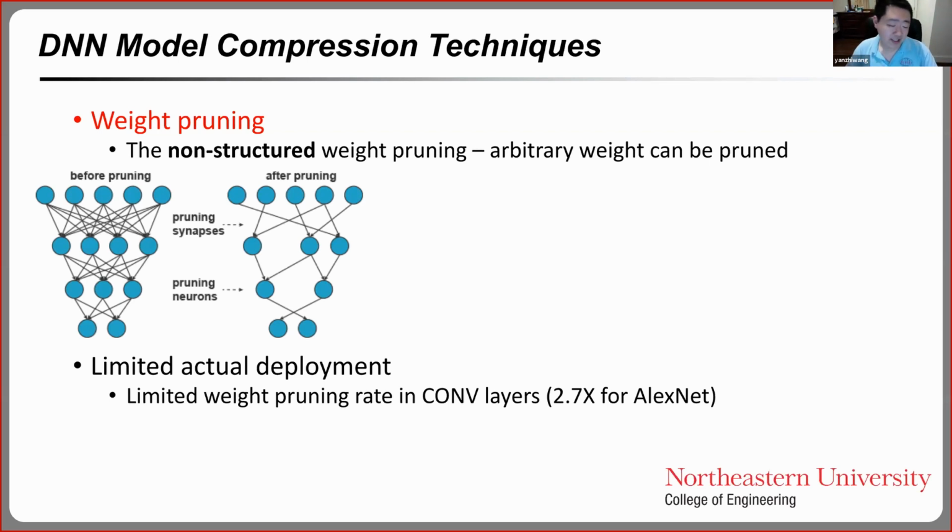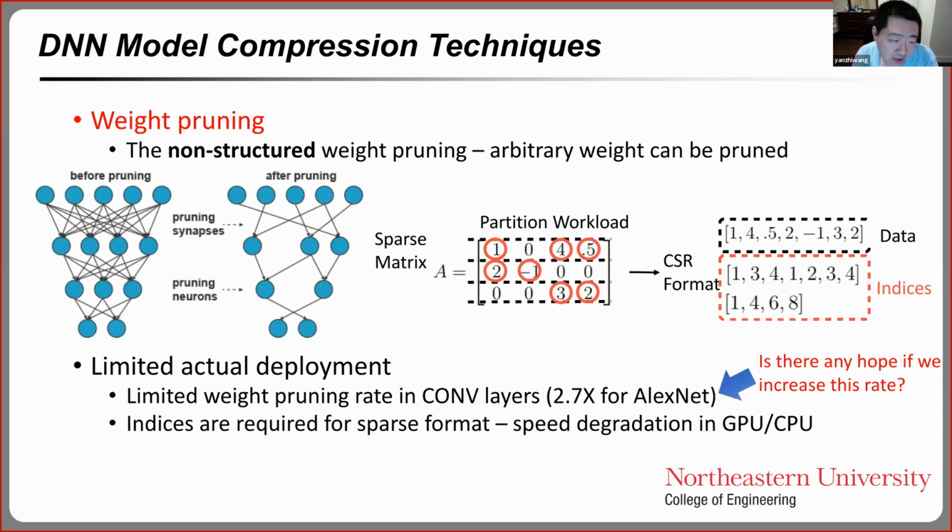But this is a minor thing, because we have algorithms. We can increase this rate. We can increase this to 10 times, 20 times, or even 100 times. But is this good enough? The answer is also no. Because after pruning, it becomes a sparse structure, and the indices are required for the sparse format. So this will cause speed degradation mostly in the CPUs or GPUs when the hardware parallelism needs to be maximized.